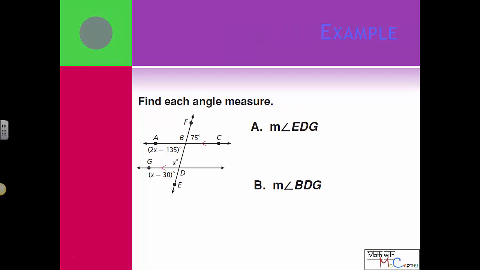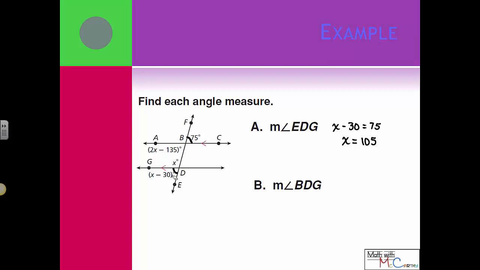Alrighty, so find each angle measure. Right now we are looking for angle EDG. Angle EDG, that's this guy right here with the x minus 30. There's a couple things I can do. I know that I have two parallel lines cut by a transversal, so I know my alternate exterior angles are congruent, so I'm going to set x minus 30 equal to 75, add 30 to both sides, and get x is equal to 105 degrees.